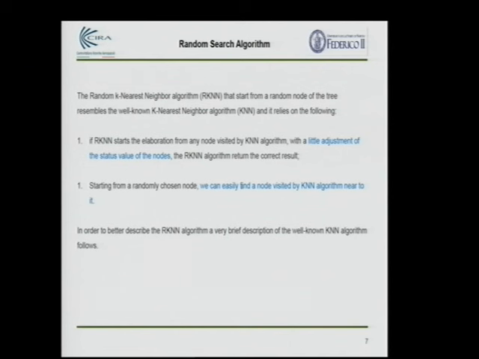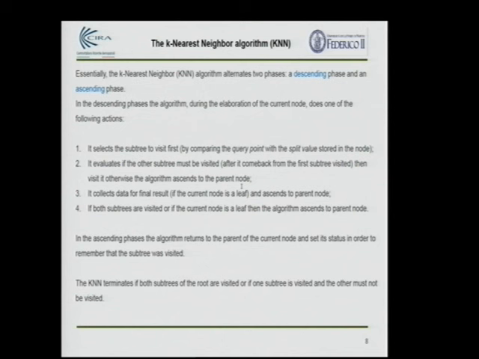In order to describe the random algorithm, we see a brief description of the well-known k-nearest algorithm. The k-nearest algorithm essentially alternates two phases, a descending phase and an ascending phase. During the descending phase, the algorithm performs one of these four operations. First, it selects the subtree to visit first, comparing the value of the query point with the split value. Each node of the tree has a split value that the algorithm uses to choose the subtree that should be visited first. Or it evaluates if the other subtree root in the node should be visited using a well-known condition. Or if the algorithm visits a leaf, then it collects data present in the leaf, because in this implementation of KD-tree, the points are stored only in the leaf.